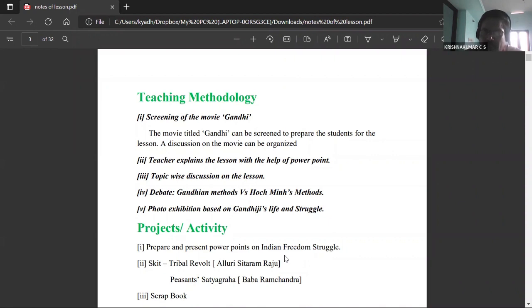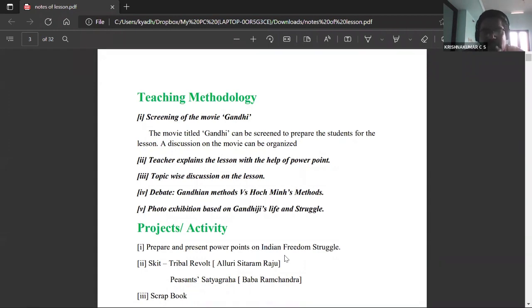Nowadays, all the schools are having PowerPoint, the projector and all, projector rooms and all. So one day, with the permission of the principal, you can screen the movie Gandhi. So once the child watches the Gandhi movie, child will easily learn the Dandi March or will learn the Salt Satyagraha, the Jallianwala Bagh Massacre, everything the child can see on the screen.